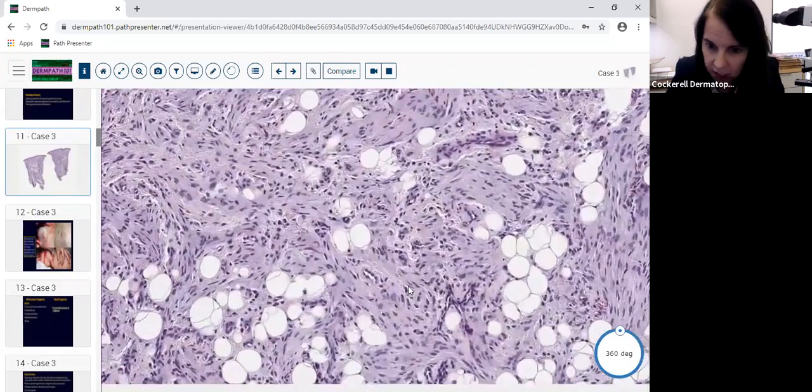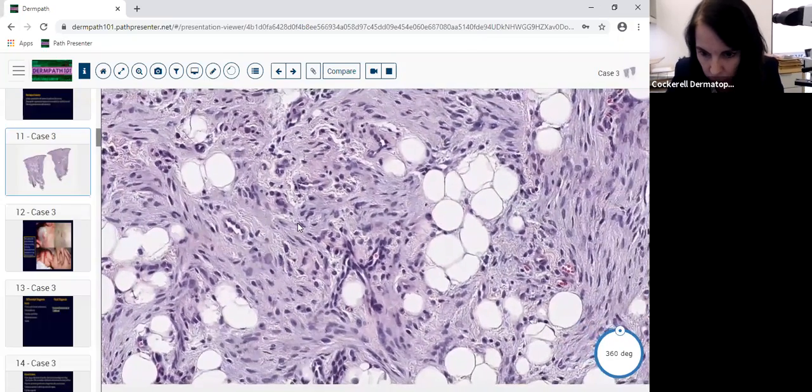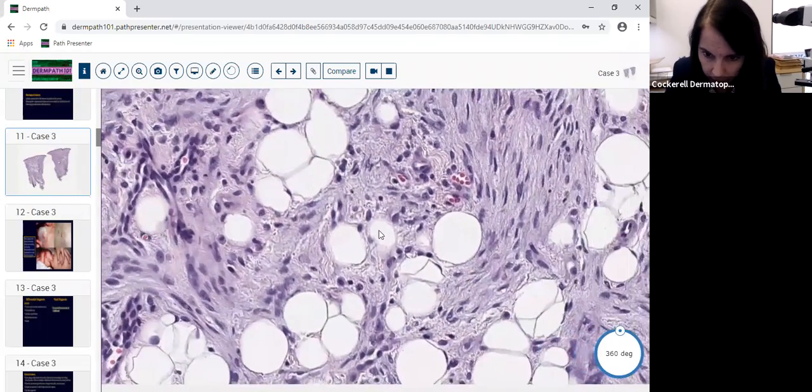We don't see any pigment in this area. The cells are a bit plump, but they're also uniform. So we don't see many mitoses. If you look around, there's not many.